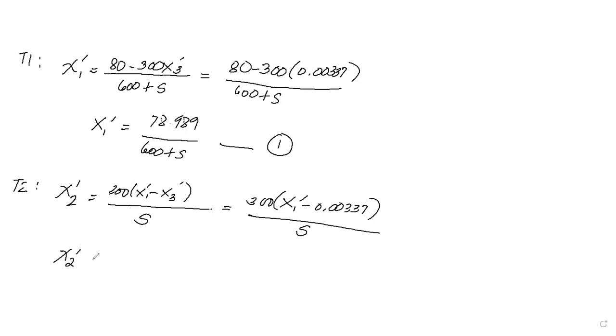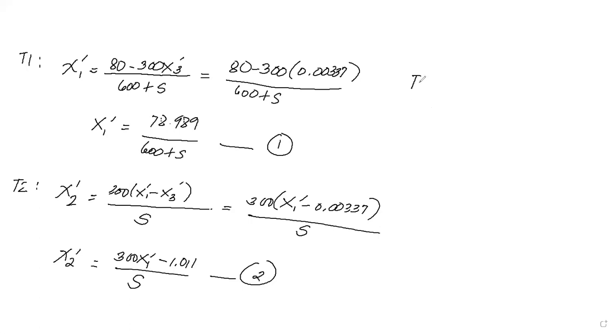So, x sub 2 prime in terms of S would be 300 x sub 1 prime minus 1.011 divided by S. We will make this as our equation 2. Now we have T sub 1 and T sub 2 accounting for the concentration, or writing down the concentration expression.